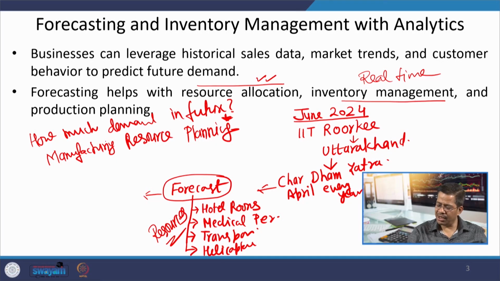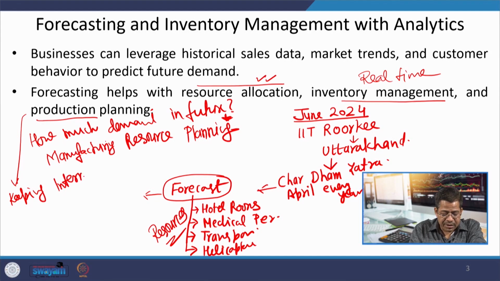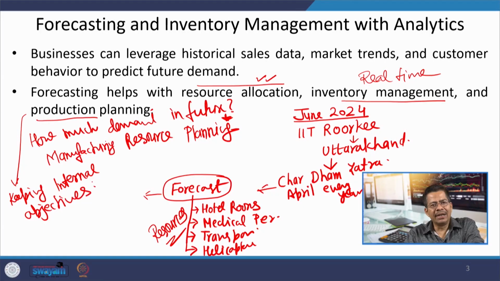And if you are a manufacturing organization, you also know that as per the forecast, you need to do your production planning. Generally, those who know operations management are aware that production planning is done keeping internal objectives in mind, rather than thinking about the customer's requirement.